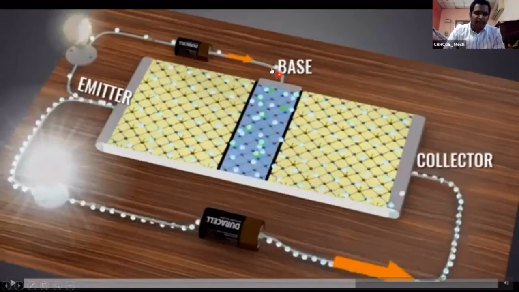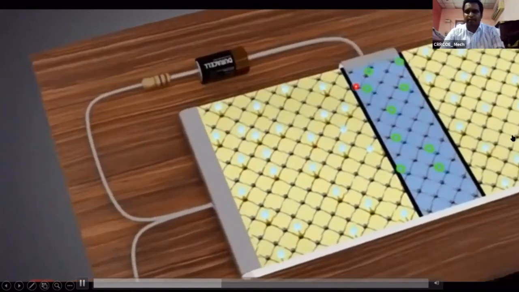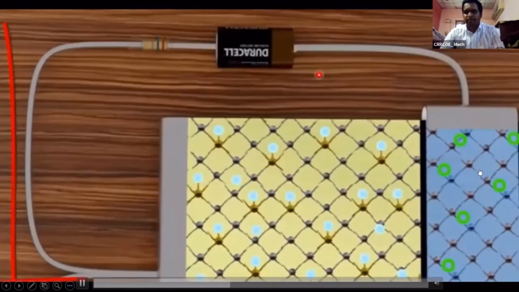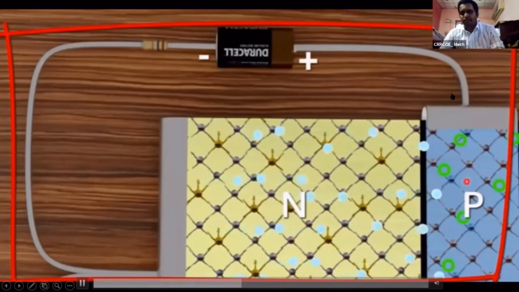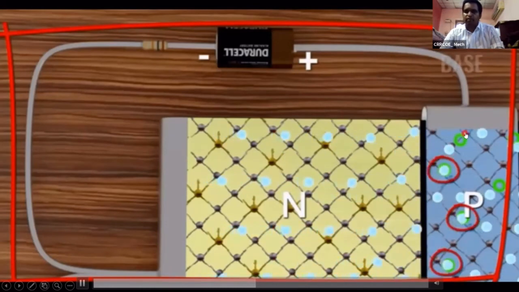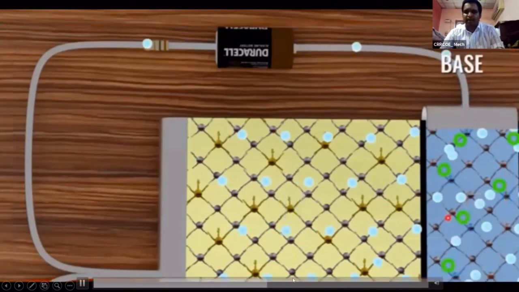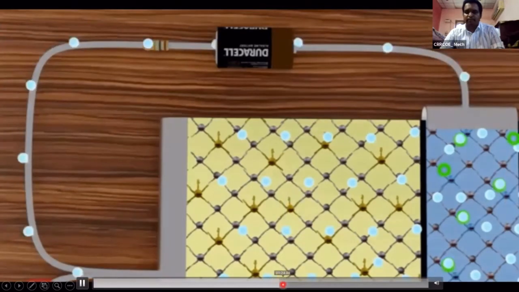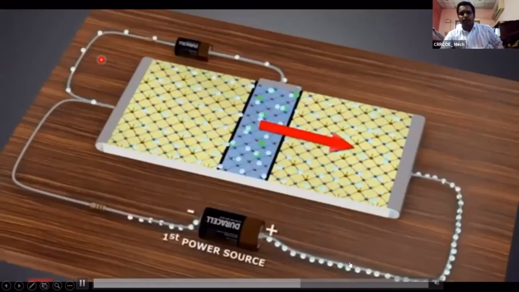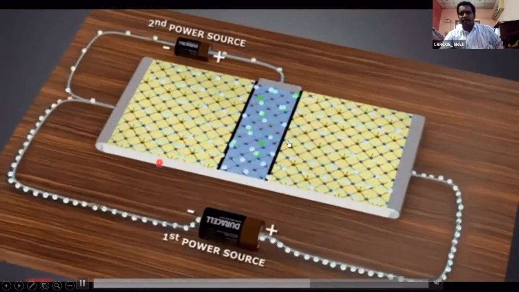Here we are controlling. The emitter's first junction is connected in forward bias, the second junction in reverse bias. Because of forward bias, the electrons from the N emitter move to the P base. Some electrons are moving towards this circuit, combining with the holes; they are jumping across the holes. Because of that, the recombining current moves towards this, and the remaining electrons are collected by the collector. Here a small current in the base circuit is amplified into a high current in the collector circuit. So this is called amplification.